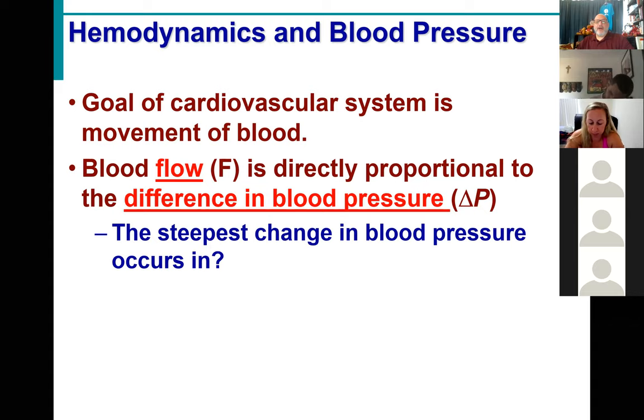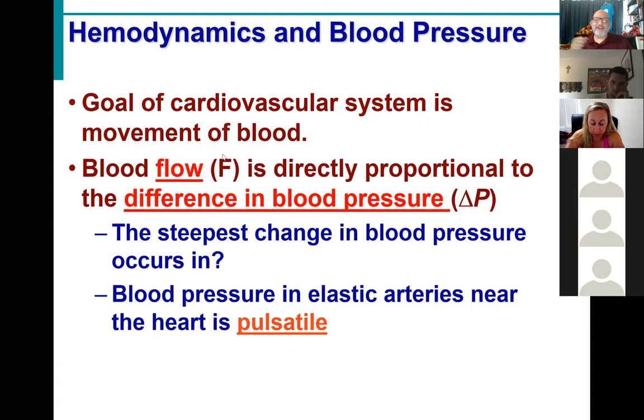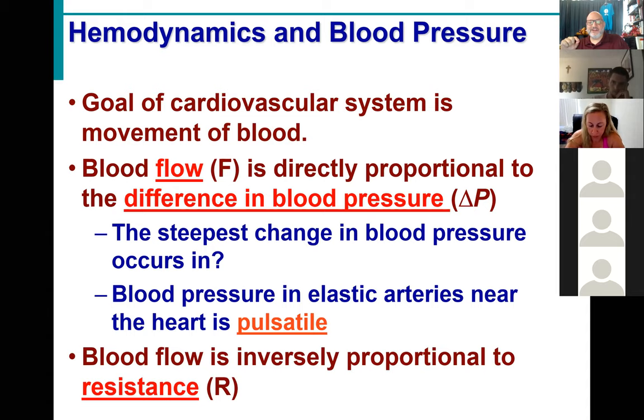Now, as we talked about, the steepest changes in blood vessels occurs in the arteries. I've kind of already given you this, and we actually have a pretty chart that shows this. And in those arteries, remember, especially the elastic arteries, that blood pressure is pulsatile. It fluctuates based on whether the ventricle is ejecting blood or isn't ejecting blood. And also blood flow is inversely proportional to resistance. We'll talk about that in a second.